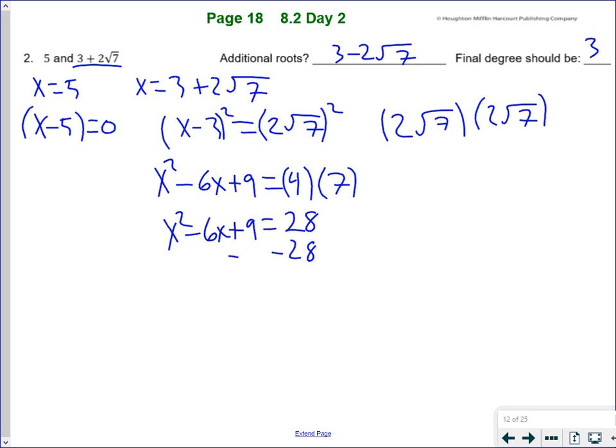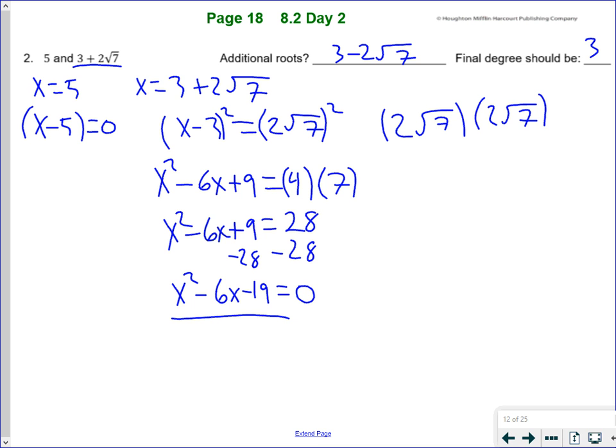So I need to set this equal to 0 now. So minus 28 on both sides. And I get x squared minus 6x minus 19 equals 0. Okay, and if you guys remember, when we did the box and when we finished with it, we got that exact same thing. X squared minus 6x minus 19.